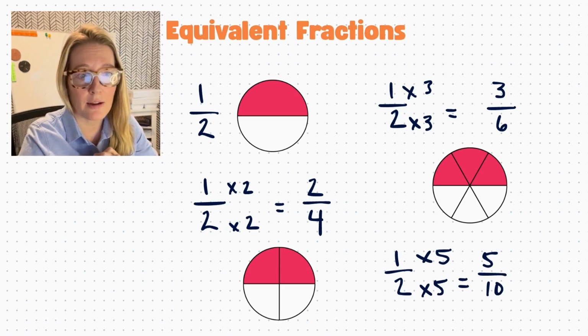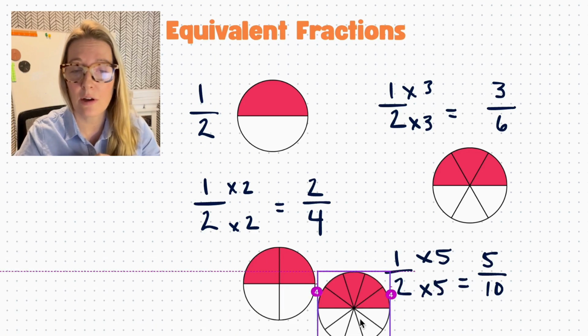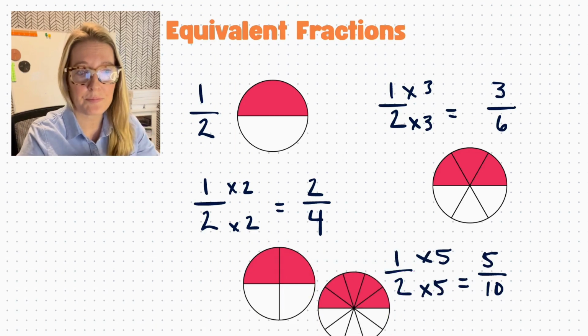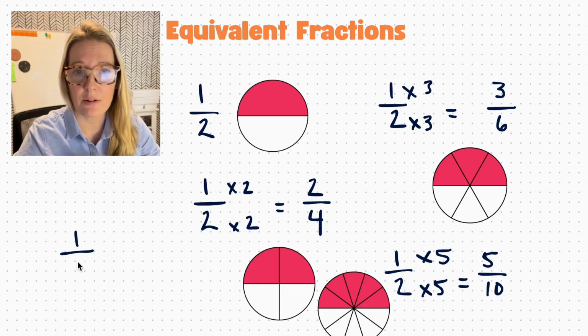Okay, let's try it with 5. Multiply the top and bottom by 5 and you end up with 5/10, which is also equivalent to 1/2. Why don't you try one on your own now? You can multiply by anything you want on the top as long as you multiply by the same number on the bottom. So go ahead and finish up this lesson by trying it out yourself. See what you can come up with.